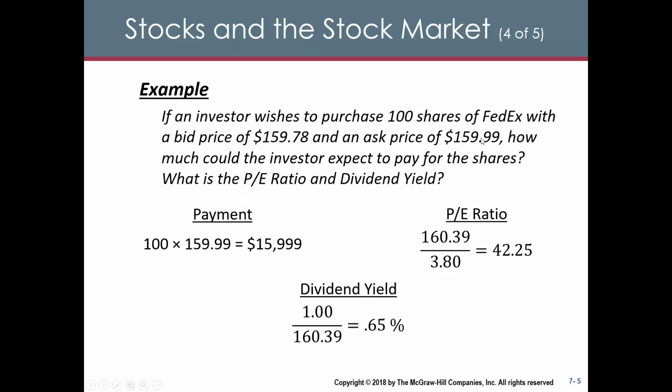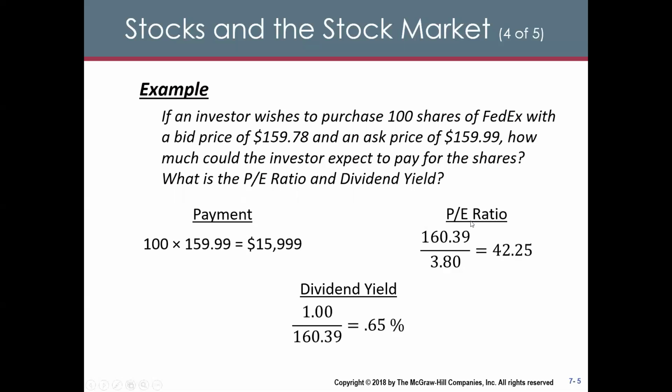Similarly, if you are an investor who wants to sell, with this bid price and ask price in the market, what you can get here is, to sell 100 shares, you need to sell them at the bid price available. That means if you want to sell 100 shares, you will get 100 times 159.78.